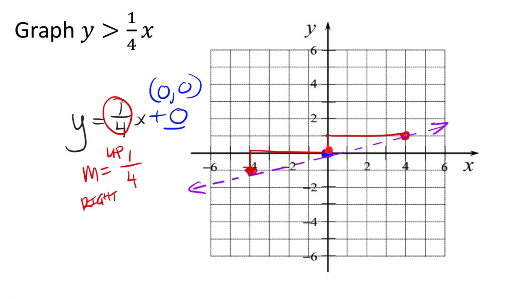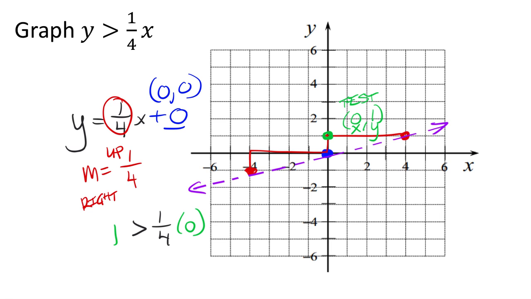Now that's the line, but where am I going to shade? Usually I would choose the origin, but since I can't choose the origin, I have to choose a different point. I'm going to go with something easy like the ordered pair (0, 1). So that's what I'm going to test in the original inequality, which was y is greater than 1/4 x. From my ordered pair, I have an x that's 0 and a y that is 1. So I replace the x with 0, and I replace the y value with 1.